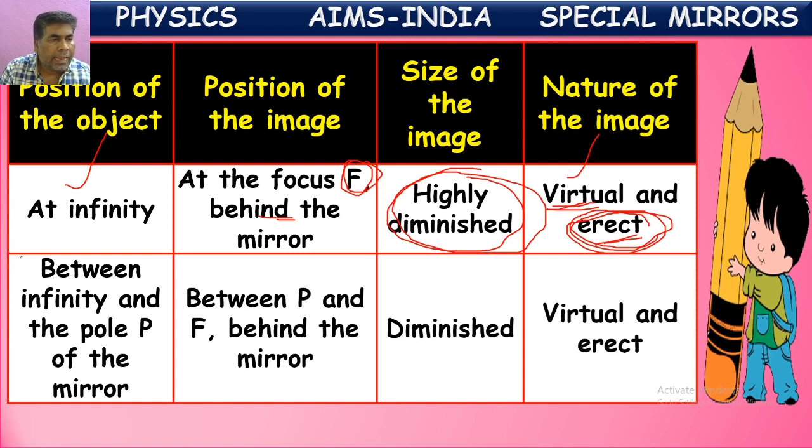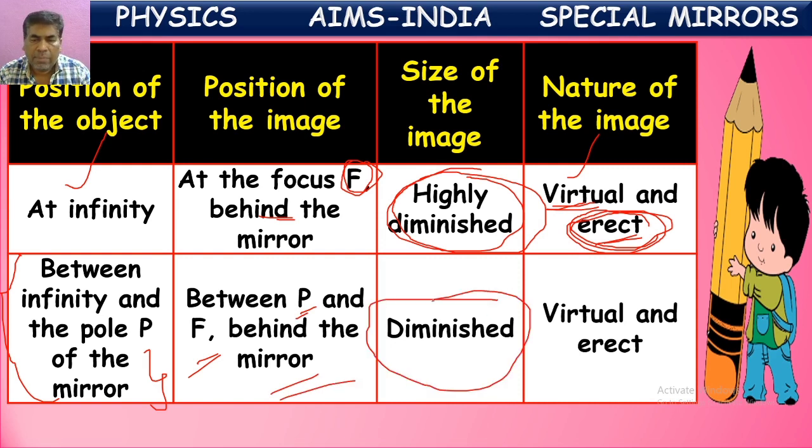Except that case, in all the remaining cases, meaning all the finite distances. What are finite distances? Beyond C, at C, between C and F, at F, between F and P. In all 5 cases, how is the image formed? Between F and P, behind the mirror. What is the size? Diminished, small image. What is the nature? Virtual, behind the mirror, erect, standing straight.